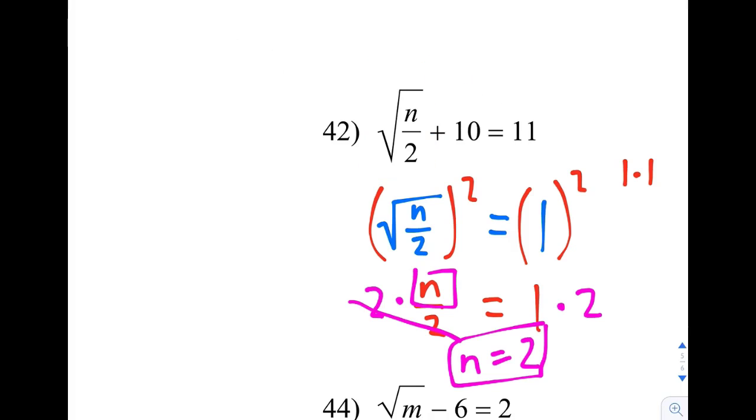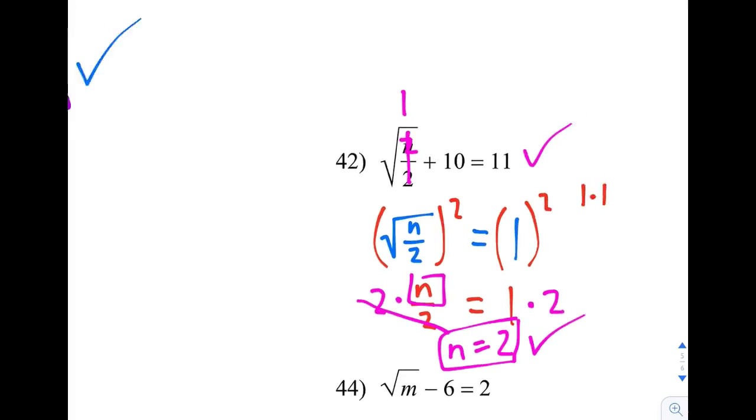So I'm going to plug a 2 in here for n. 2 divided by 2 is 1. The square root of 1 is 1. 1 plus 10 is 11. So that works out too.